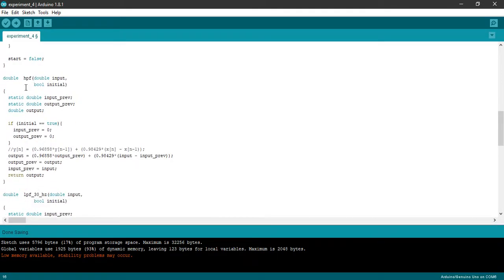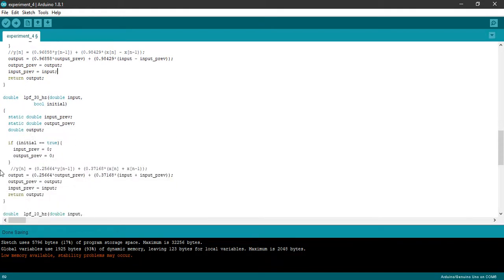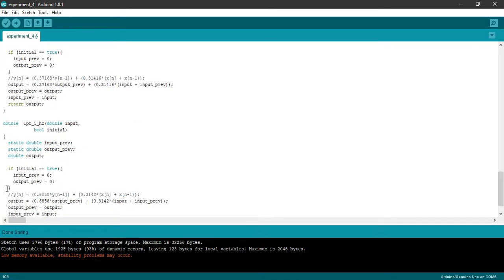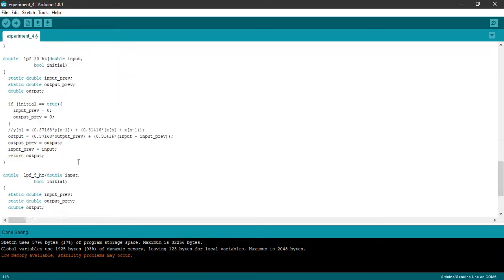Okay, so this is the HPF design. You see the difference equation is given over here, right? And then similarly we have LPF for 30 Hz, which is designed in this way, LPF for 10 Hz, and so we have LPF for 5 Hz. These are all simple difference equations which we can directly implement. All we would need is certain storage elements like output previous, which would store your previous output value, and input previous to store your previous input values, so that we can design the filter easily.